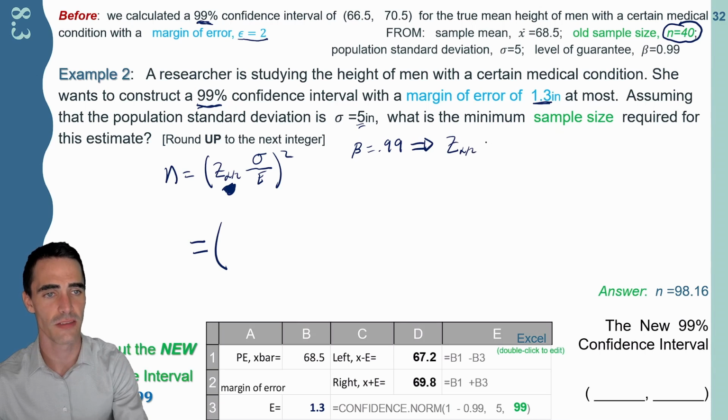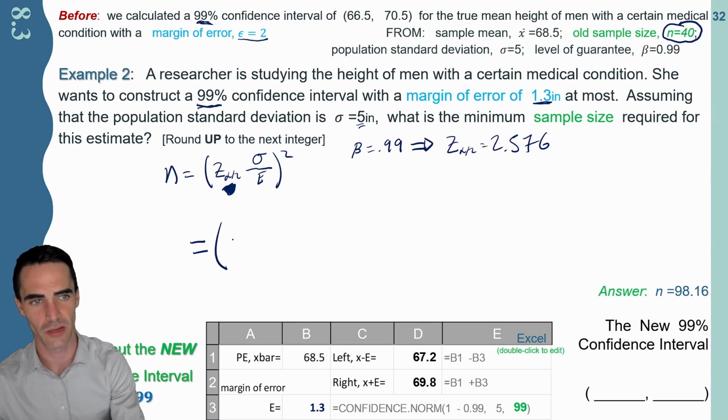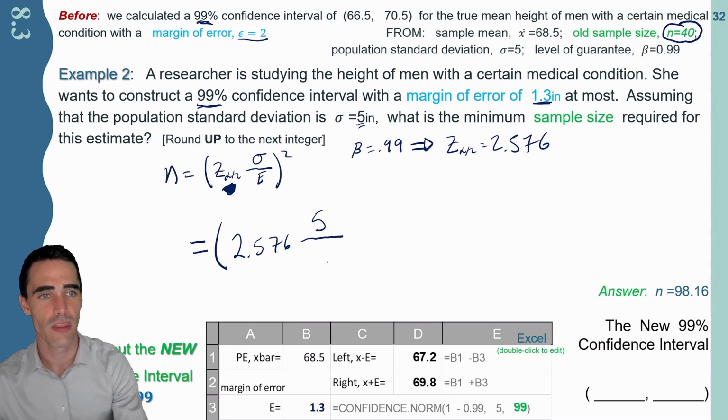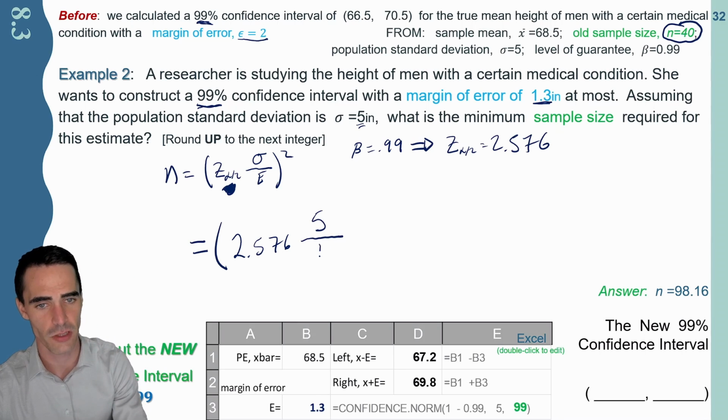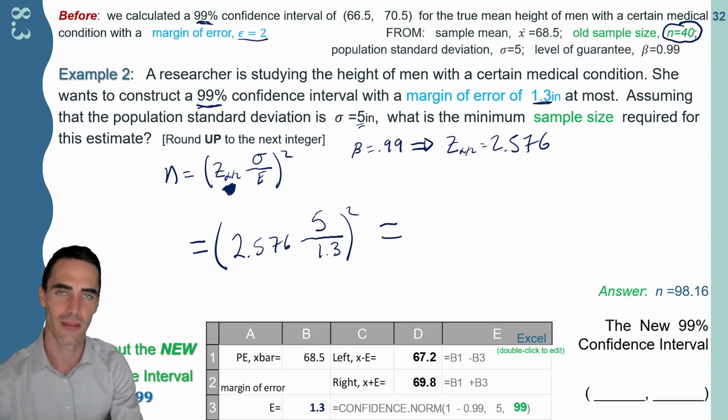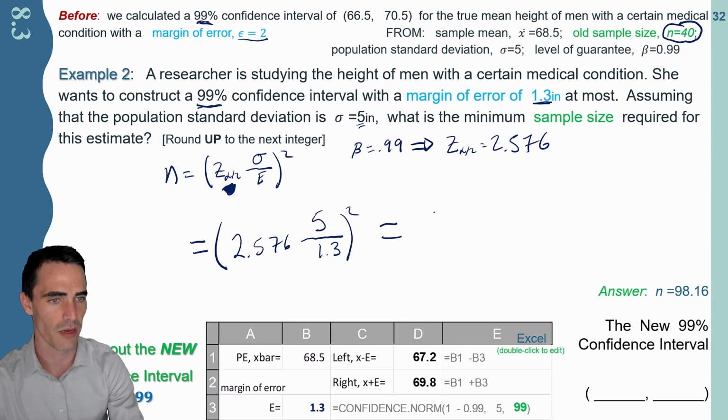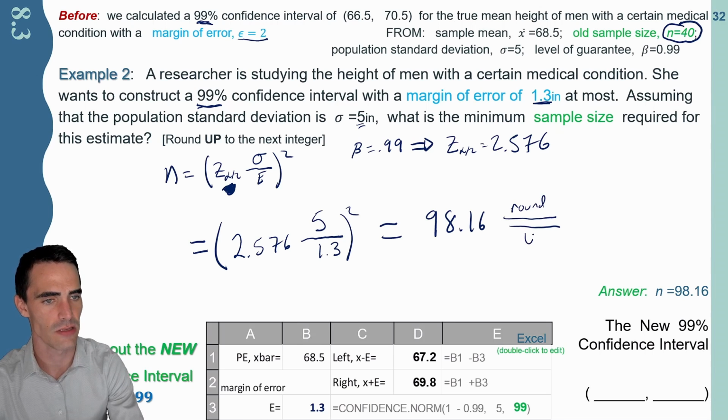Critical value Z alpha over 2 is equal to 2.576. That's our first ingredient. Then I have the population standard deviation, which is given right up top as 5. The margin of error that we're hoping for was 2 before, but we don't want that. Instead, I want a margin of error of 1.3, and then square it. If you multiply, then divide, then square, we should end up with a number of 98.16. You might be tempted to round down, but for these sample sizes, you always want to round up. So this should look like 99.